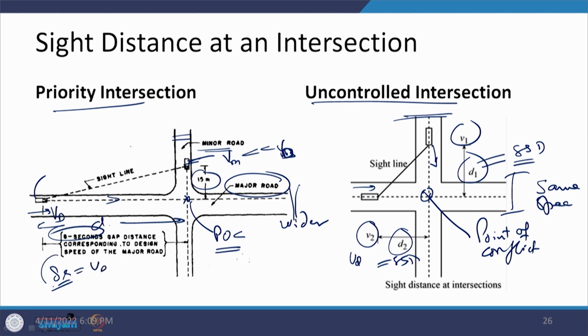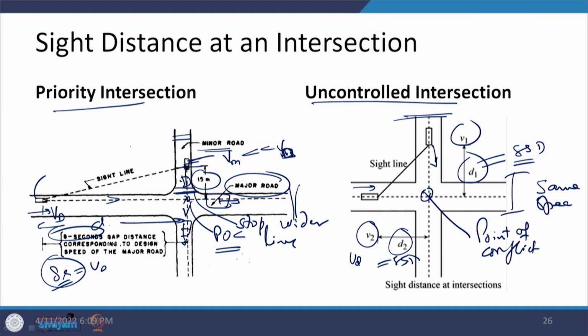Now, why 8 seconds? This 8 seconds is considered because the vehicle on the minor road comes and stops here on a stop line. So, I may have a stop line here, then it looks whether there is a vehicle on the major road and there is a gap, then this vehicle can cross and it will come to this location.